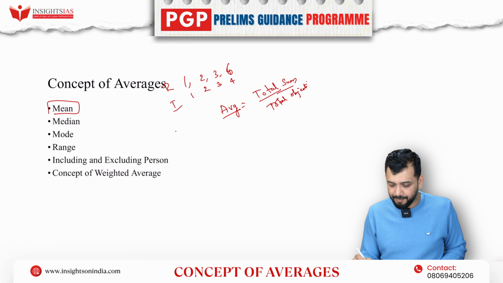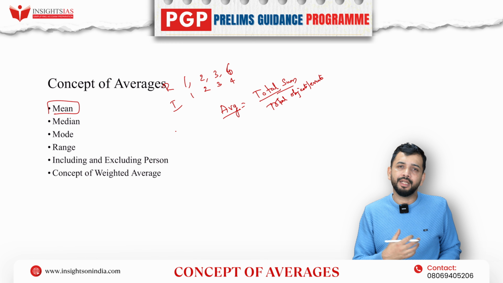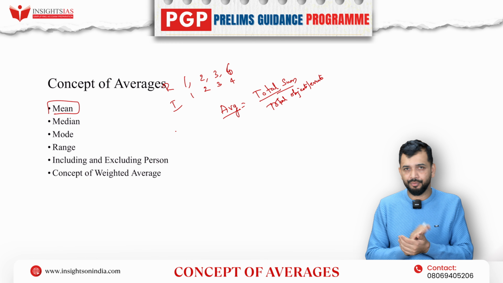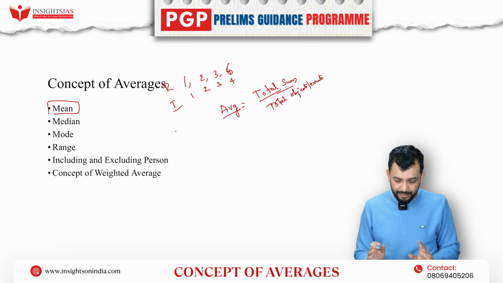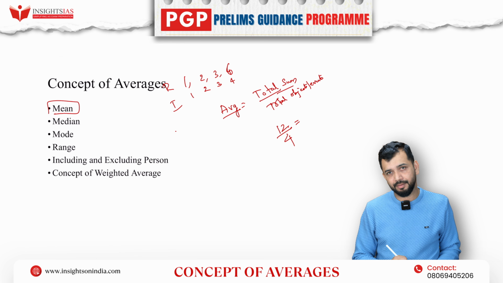Events, whatever it is, right? So the average is the total sum divided by the total number of events. This you have to understand. In this case, the total sum is 12, and the total number of innings, or events, is 4. So the average will be 3, right?